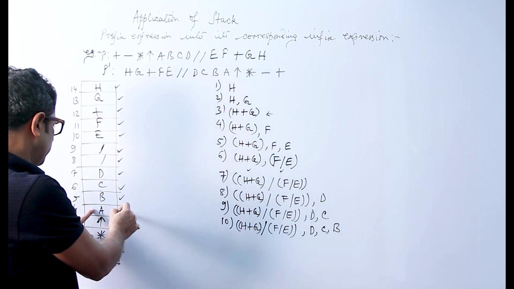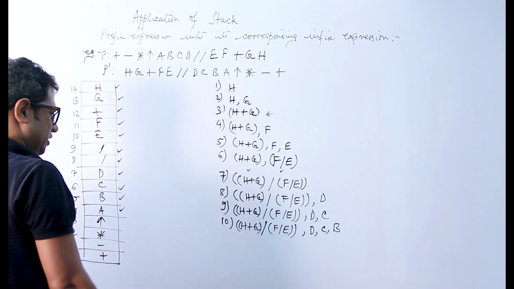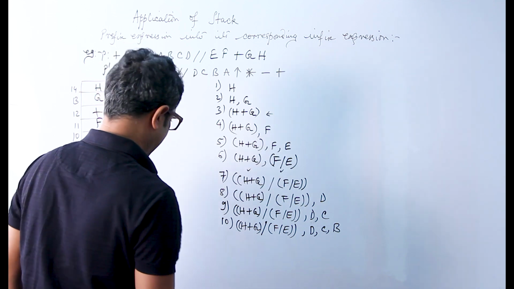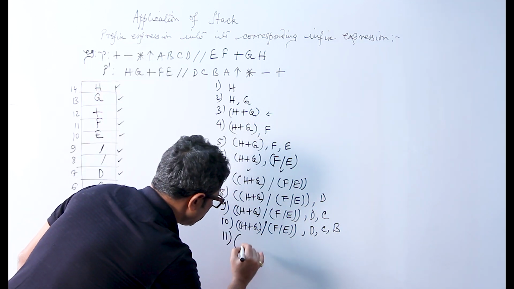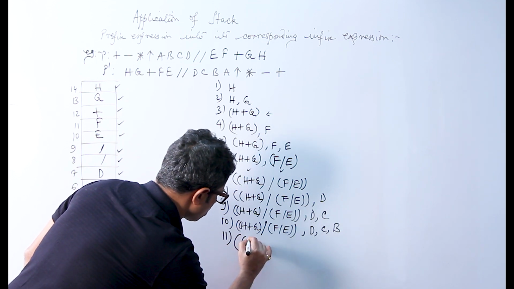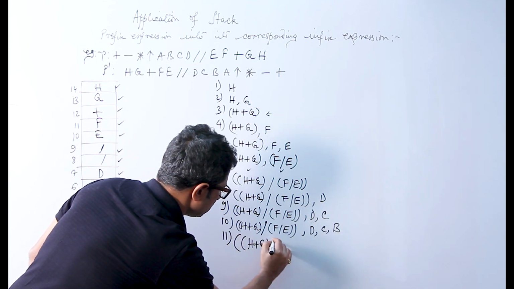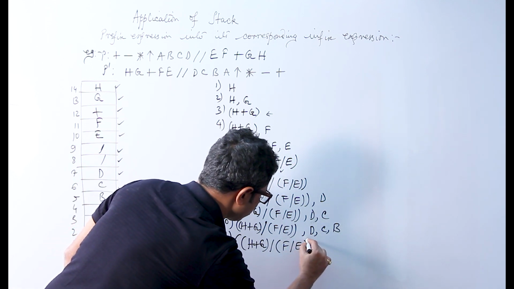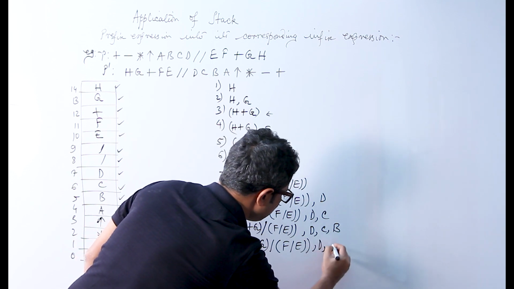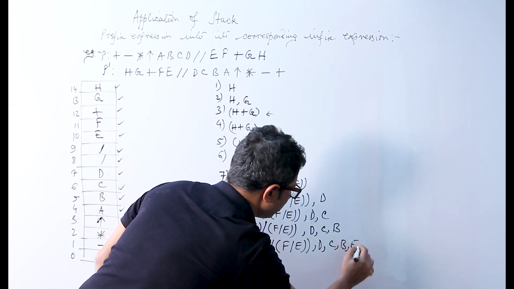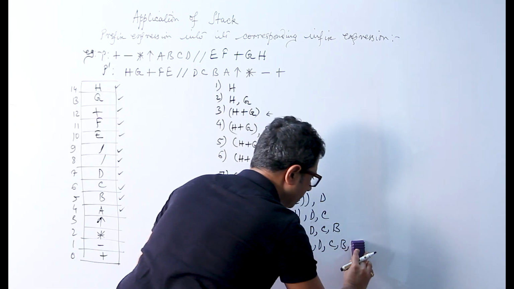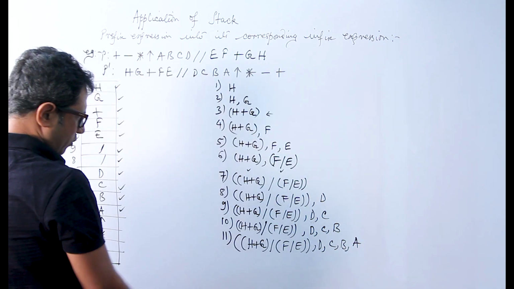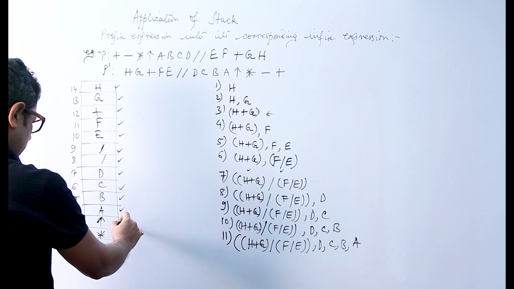After that we encounter another operand, that is a. We will just go on to push it onto the stack, and the topmost element will become, evidently it will become a. So 11th step is write this as it is: h plus g slash f slash e closing parenthesis followed by d followed by c followed by b, and top element is a. Top element is now a. So after this step we encounter an operator.